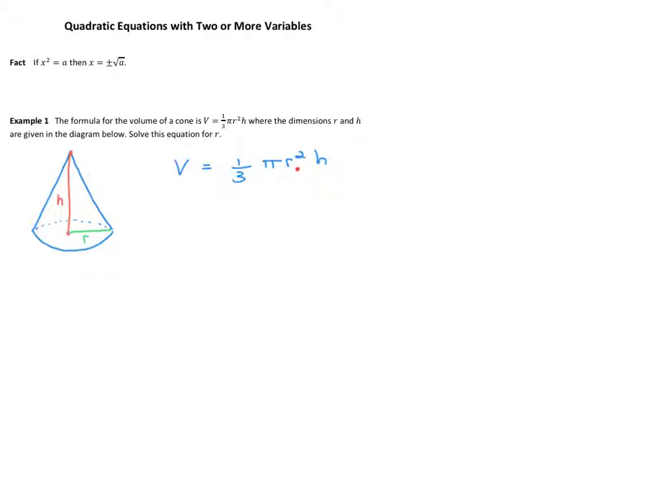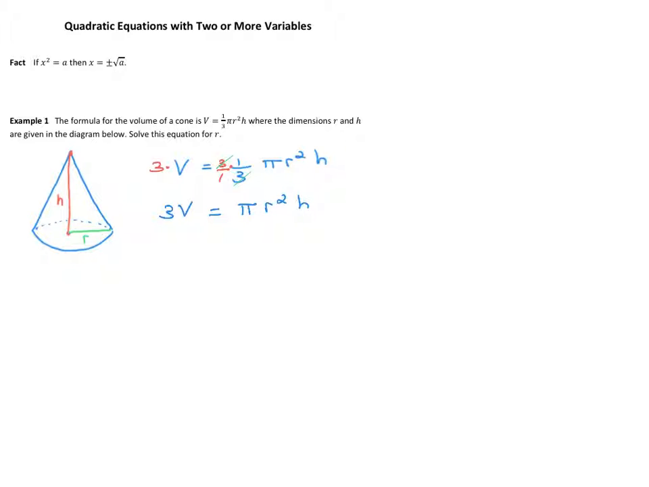Since I'm solving for r, I want to get this piece by itself, meaning I've got to get rid of 1/3, pi, and h. So I'll start with the 1/3. To get rid of 1/3, I'm going to multiply both sides by 3. So multiply the left by 3. I'm going to do the same thing on the right. I'm going to choose to write it as a fraction because those 3's cancel. This changes my equation to 3 times v is equal to, 3 times a third is just 1, and I have pi r squared h.